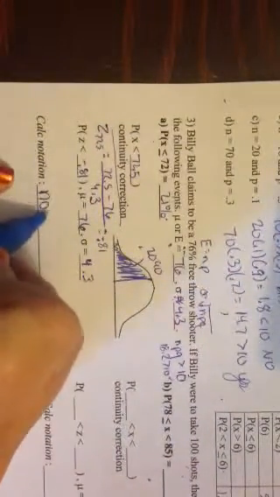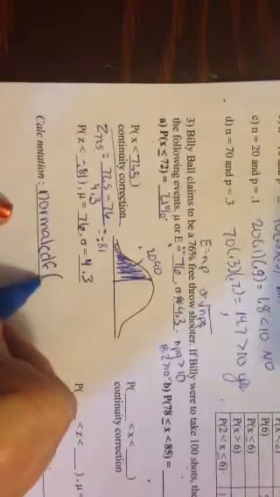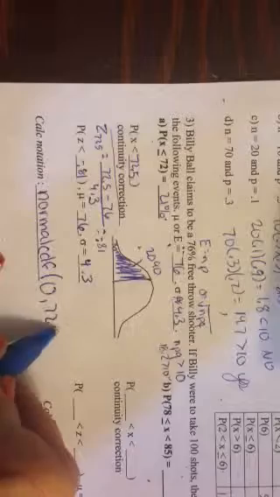Calculator notation would be normal CDF 0 to 72.5, the mean and the standard deviation.